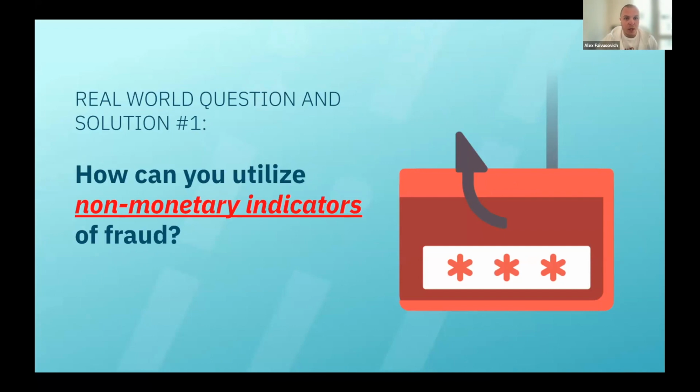How can you utilize non-monetary indicators of fraud?